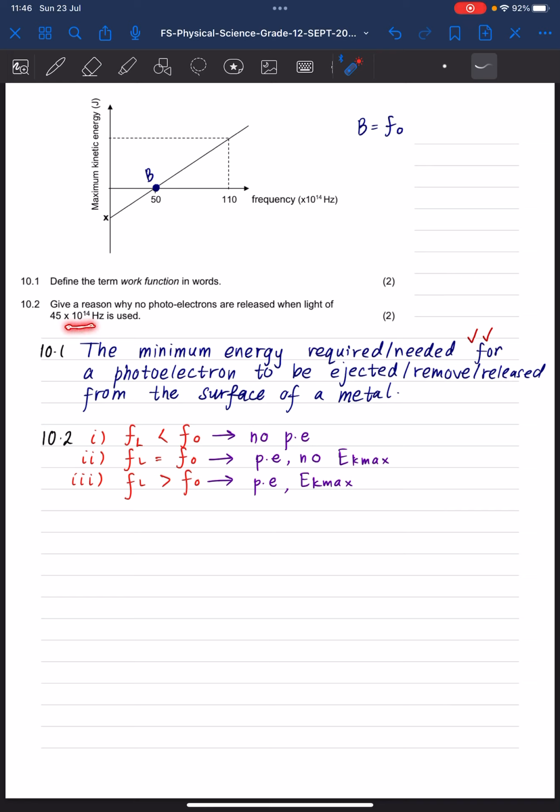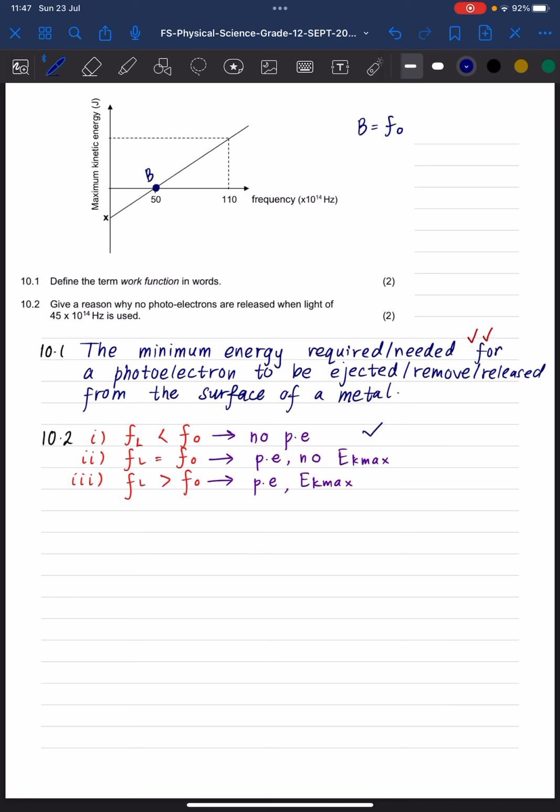If I was an examiner, I would use this. Maybe I would say 45 times 10 to the 16, and then it might trick people. But pay attention to that. But we know that 45 is less than 50. And so our parents paid enough school fees for us to know that. So we can say that that fits into the first category.